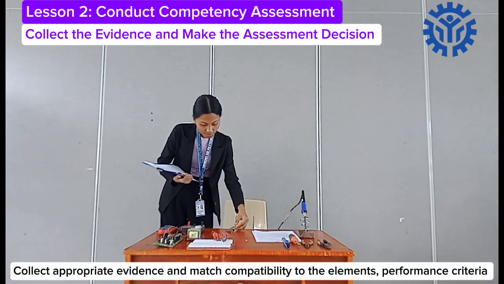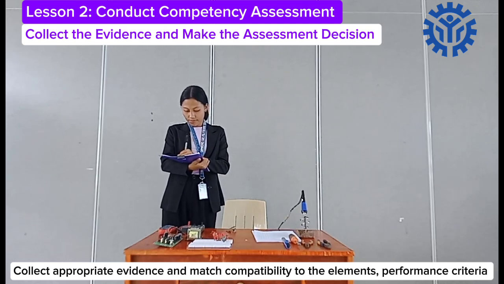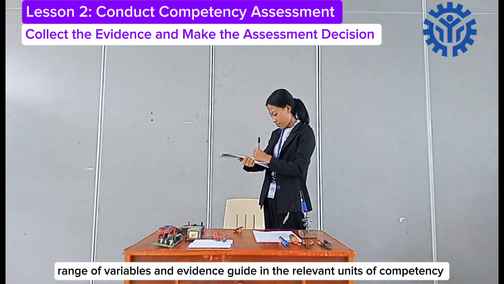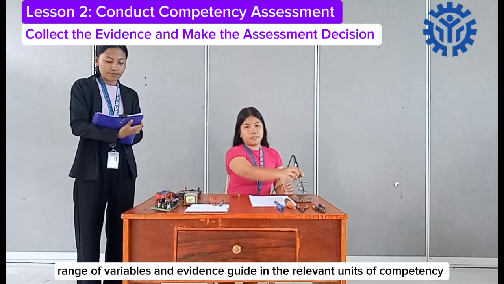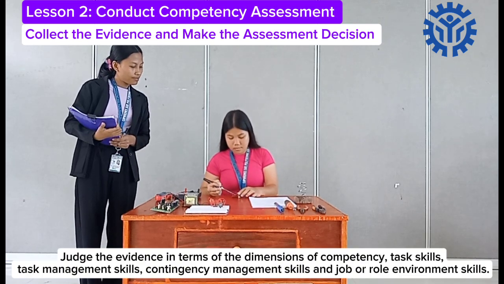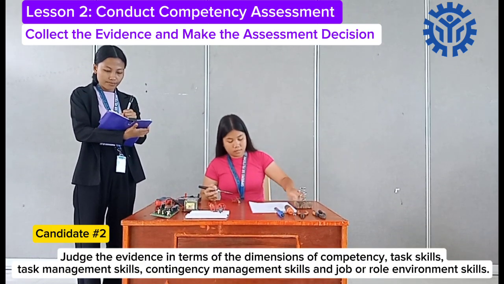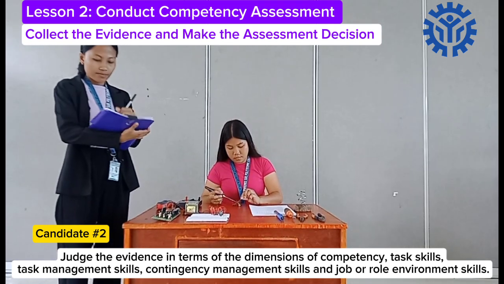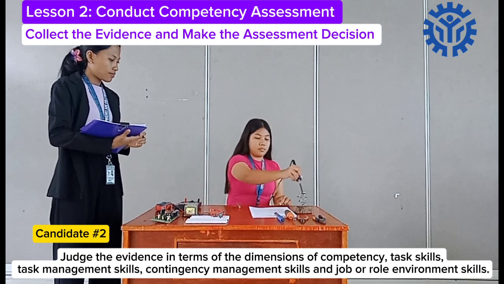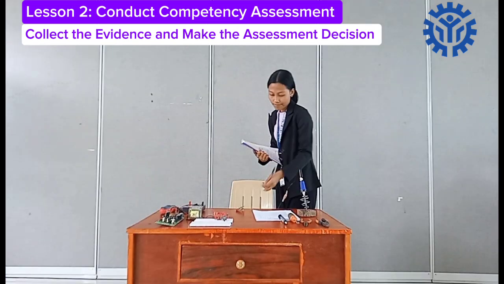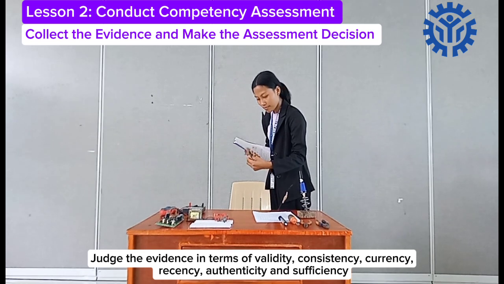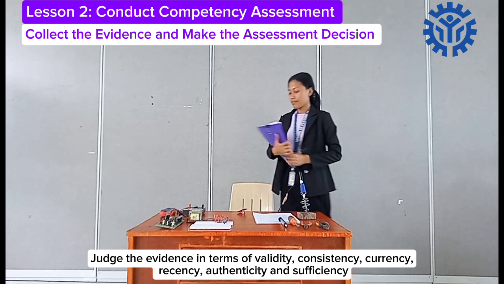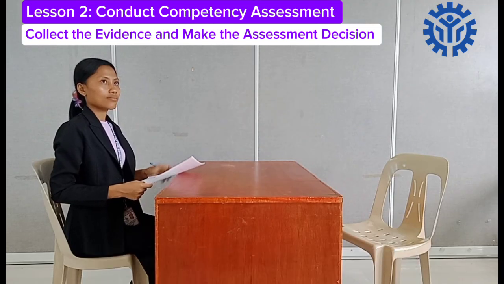Collect appropriate evidence and match compatibility to the elements, performance criteria, range of variables, and evidence guide in the relevant units of competency. Judge the evidence in terms of dimensions of competency, task skills, task management skills, contingency management skills, and job or role environment skills. Judge the evidence in terms of validity, consistency, currency, recency, authenticity, and sufficiency.